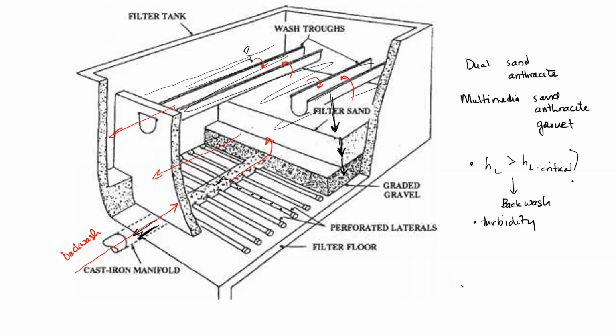Now, typically that information is fed into models and experience, and we often backwash on time. Now this is automated, but we monitor head loss continuously. We monitor turbidity continuously. We typically backwash every 36 to 48 hours, but we can backwash more often if the critical head loss is exceeded or the critical turbidity is exceeded.